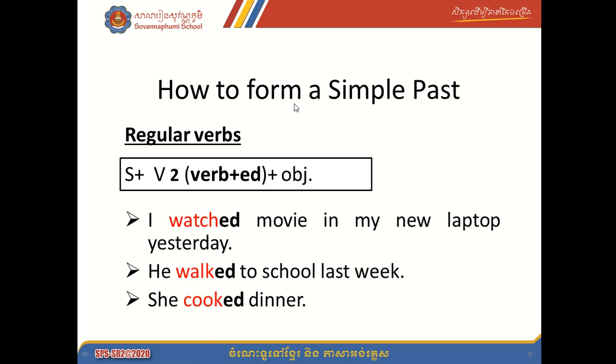Part 2: how to form the simple past. So how can we form a simple past, everyone? For regular verbs, we get the form subject plus verb 2, where we use verb 1 plus ed, plus object. For example, I watched a movie on my new laptop yesterday. He walked to school last week. She cooked dinner. For the verb watch, you just need to add ed and then it becomes verb 2.